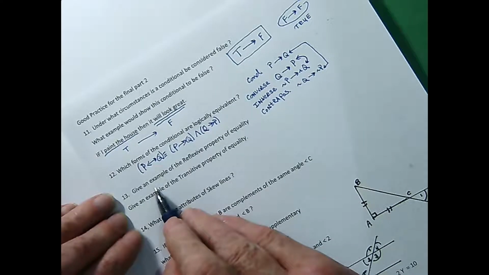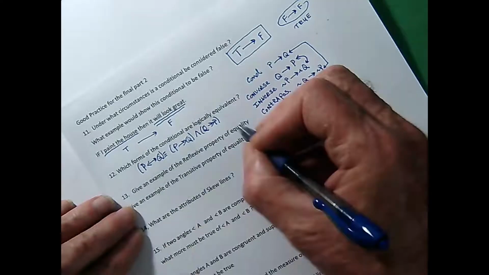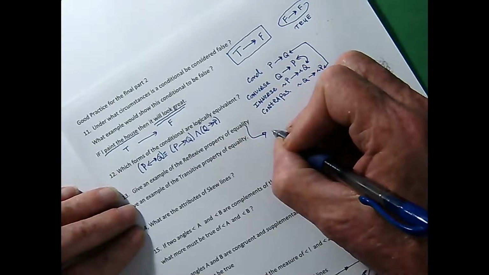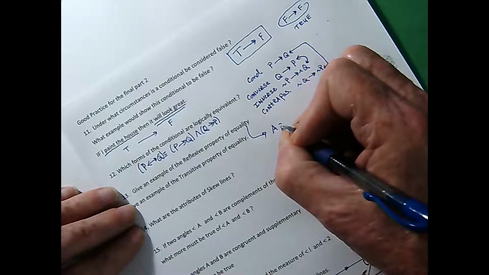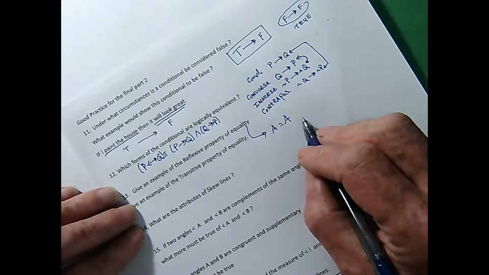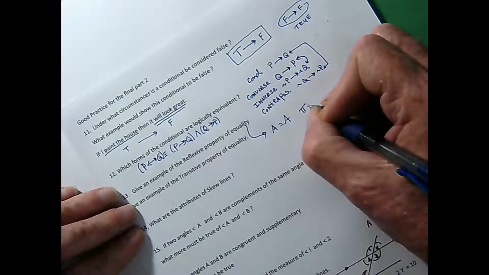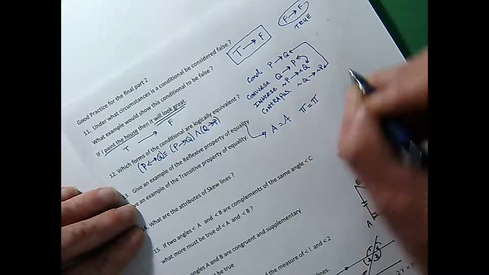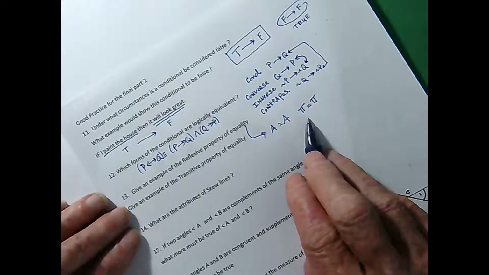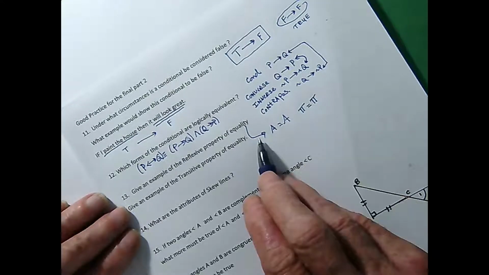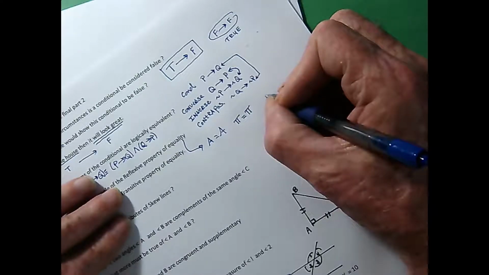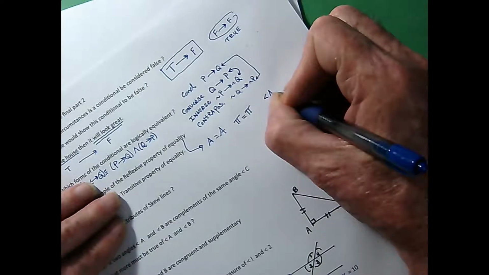Give an example of the reflexive property of equality. A is equal to A. Anything equal to itself is the reflexive property. How about pi equal to pi? Which we know to be true. Anything equal to itself is an example of the reflexive property of equality. Reflexive property of congruence would have been like angle A is congruent with angle A.